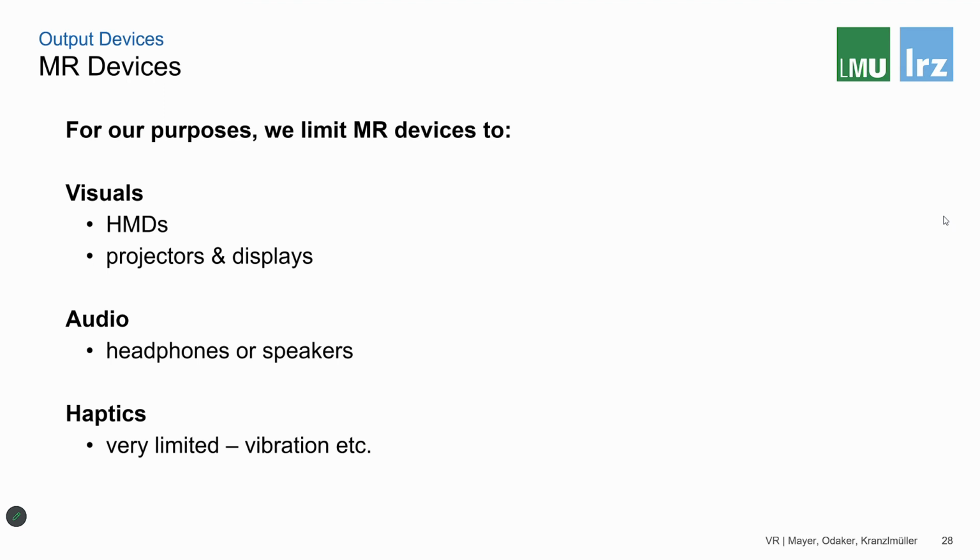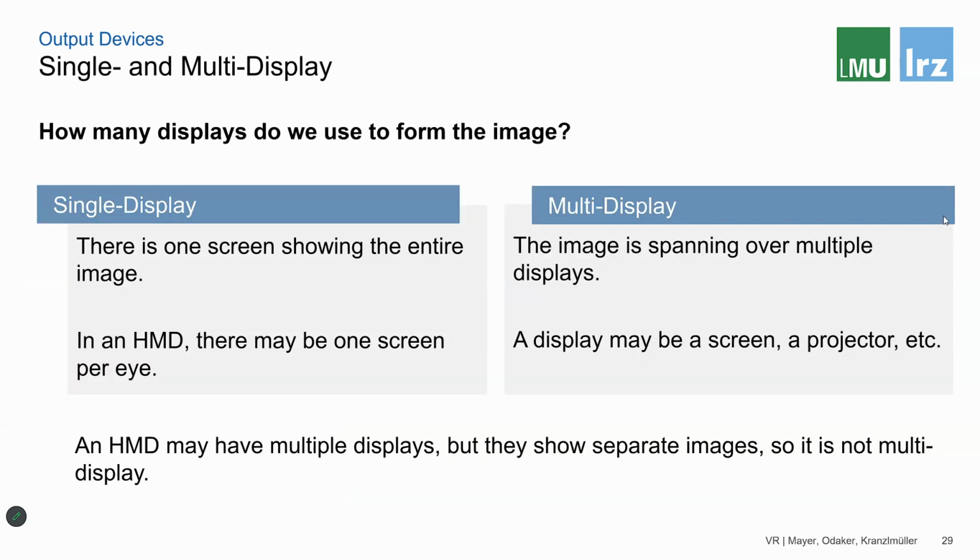So we will stick to visuals for now, and we should first talk about how we can actually classify these devices. Well, there are two ways to display images and two types of devices to display images. One is a single display device and the other is a multi-display device. So what are these two?